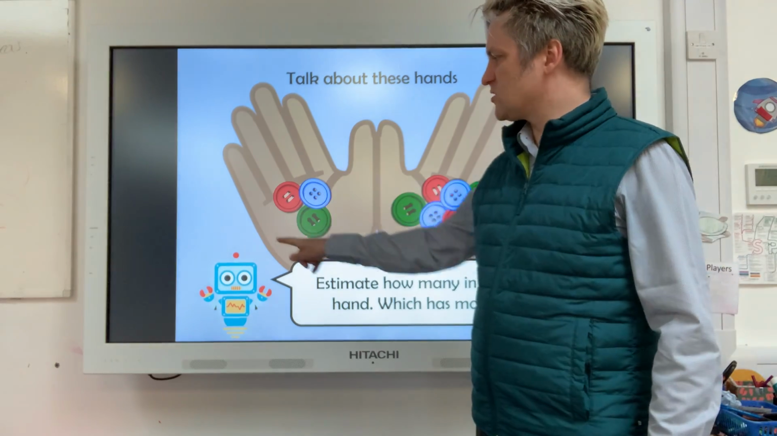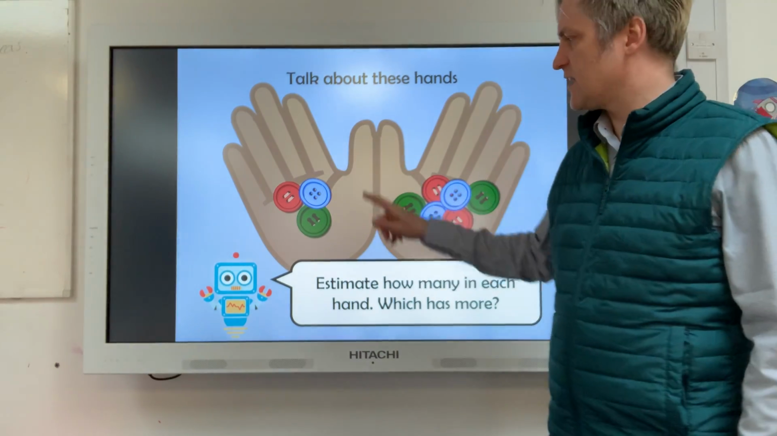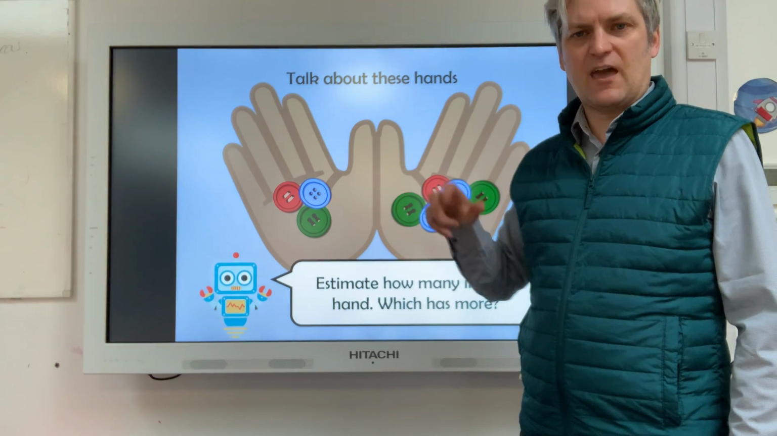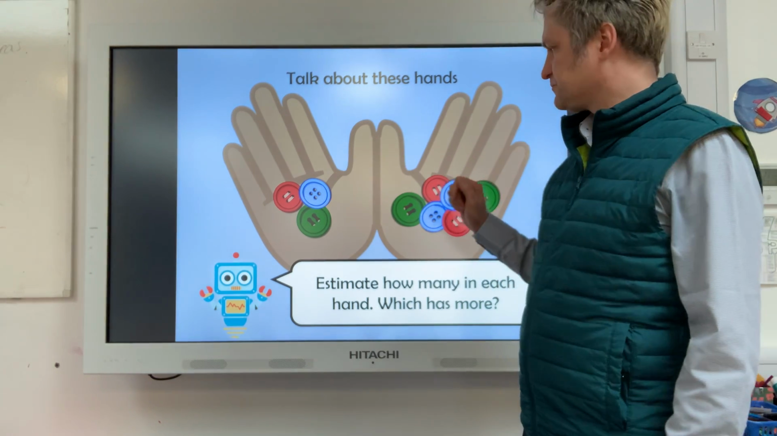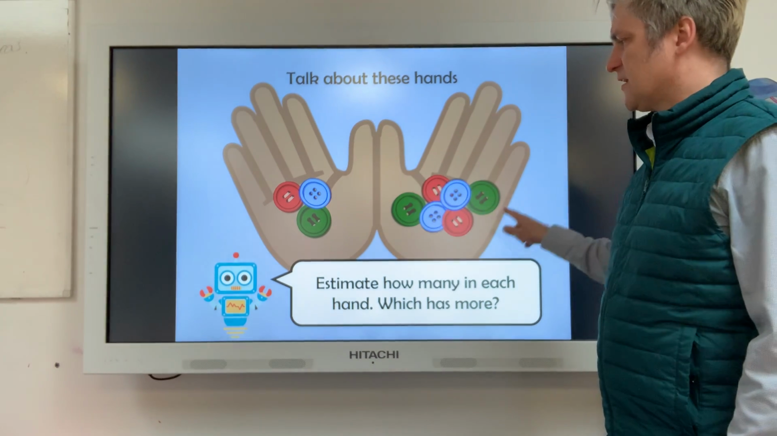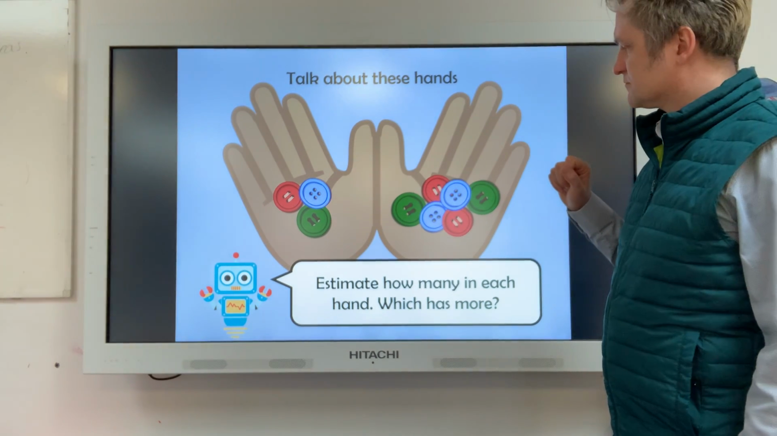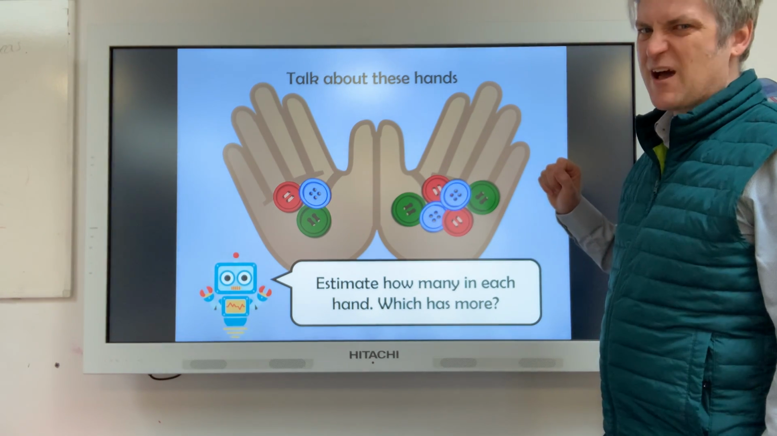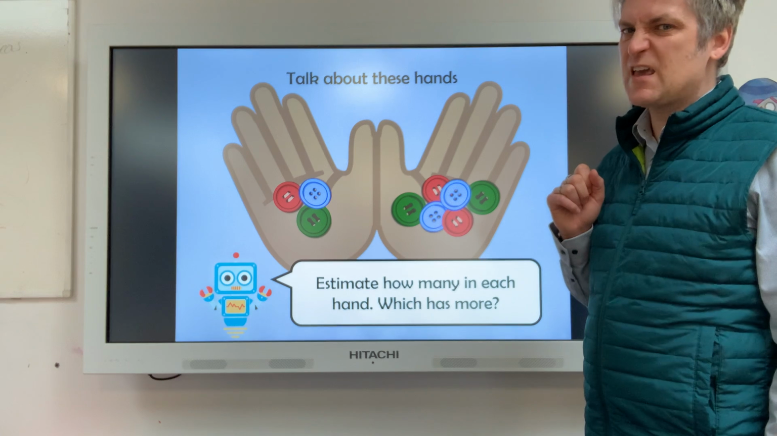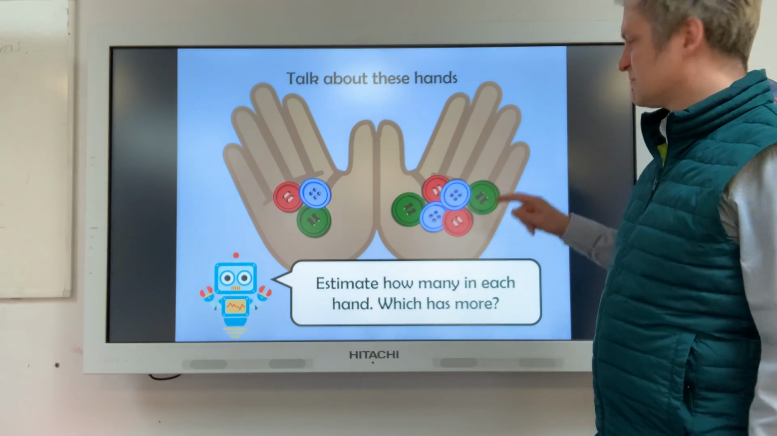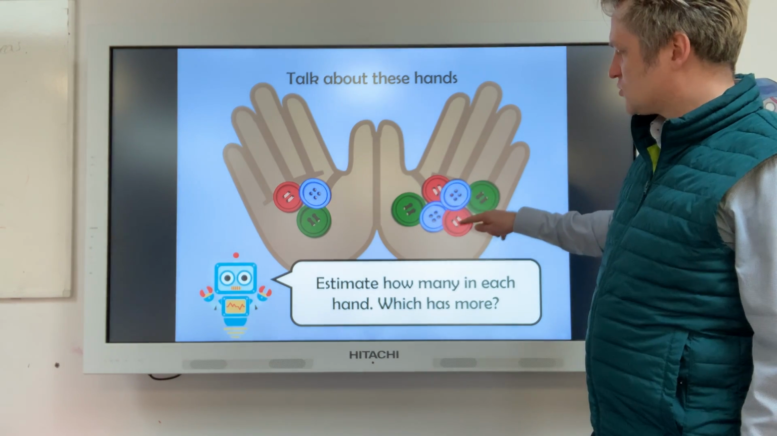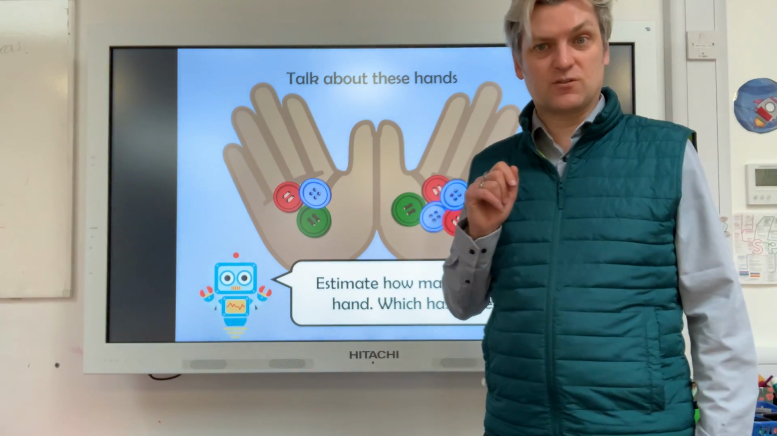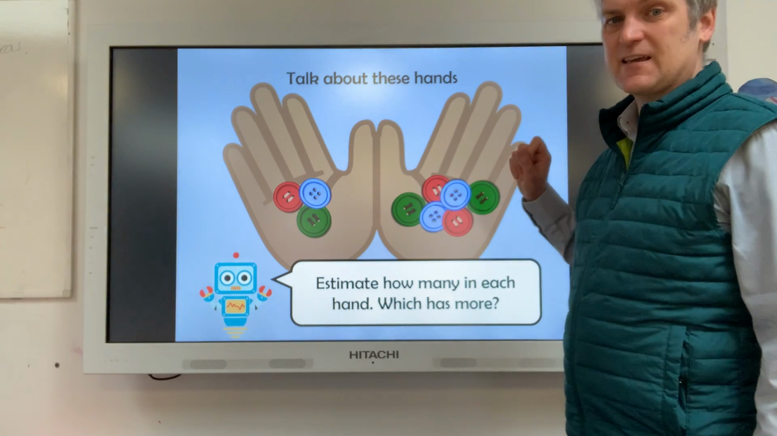So look at the buttons in this hand. Can you subitize how many are there? Look at them. I think there are 3 buttons. This one here. It's a bit trickier, isn't it? But looking at them, I think it might be possibly maybe 5 or 6 or 7. Let's count. 1, 2, 3, 4, 5, 6. That one's got 6, so we've got 3 and 6.